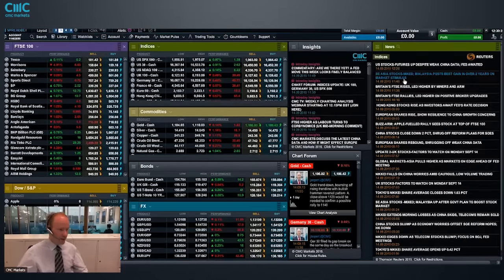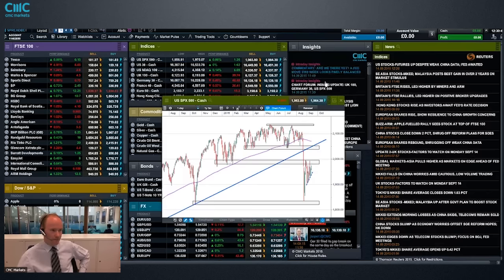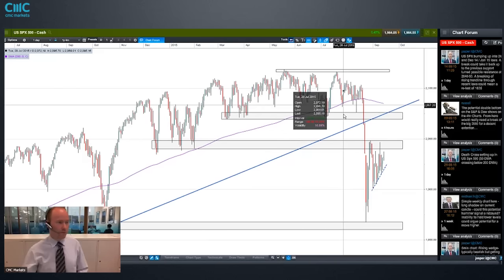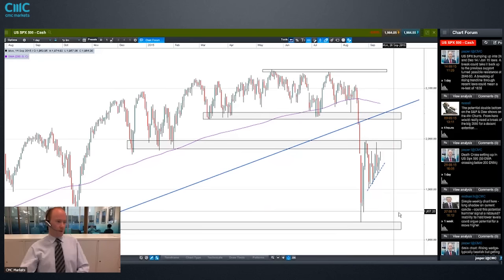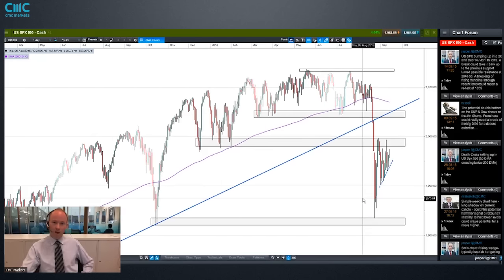So let's shift over to the indices. Now, actually, I mentioned the US SPX chart, the S&P 500 basically. Now here you can see some of these zones. You can see that these support levels are working. It's just not a perfect science.